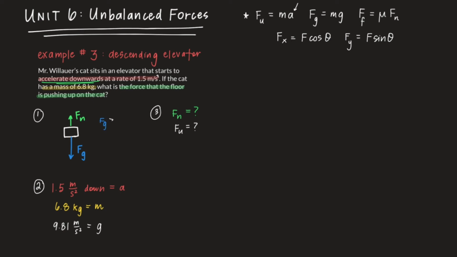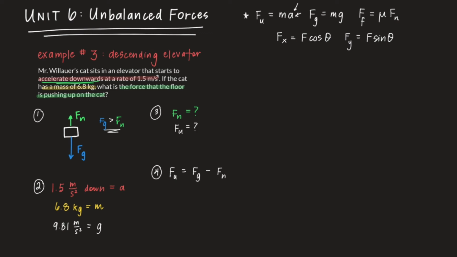I said earlier that if we're going to accelerate down, that means that FG has to be winning the tug of war. So FG has to be greater than FN. If we're going to accelerate down, our unbalanced force has to be down. So FG is going to be bigger. So that relationship is going to help us when we are looking at step 4, our equations. What equations are we going to have to use? Well, the unbalanced force is just the difference in those opposing forces, so Fg minus Fn this time.